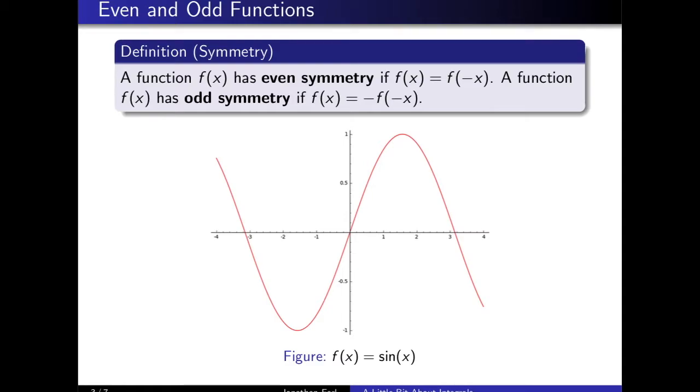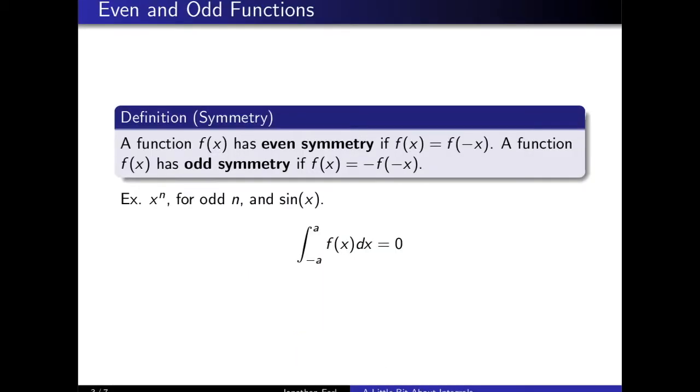Okay, and then we might remember something that we'd said about symmetry, I don't know, 3 weeks ago or so. So we said that a function has even symmetry if you can fold it across the y-axis, and odd symmetry if you take it around the origin, rotate 180 degrees, and you get the same thing. So something like sine of x has odd symmetry, and then something like cosine would have even symmetry.